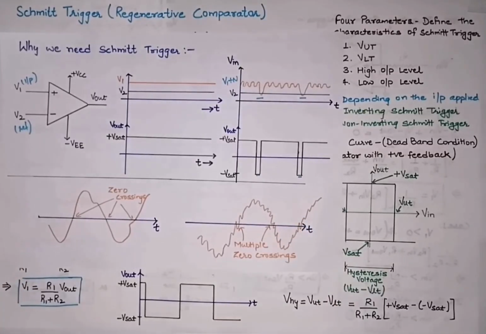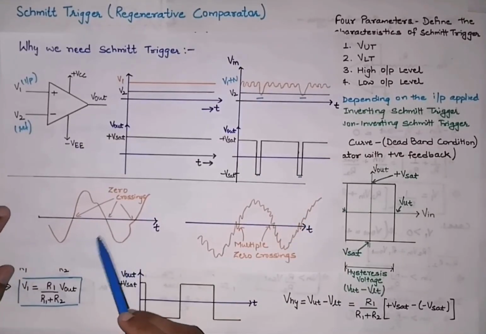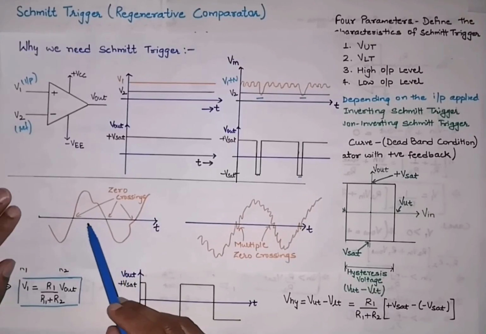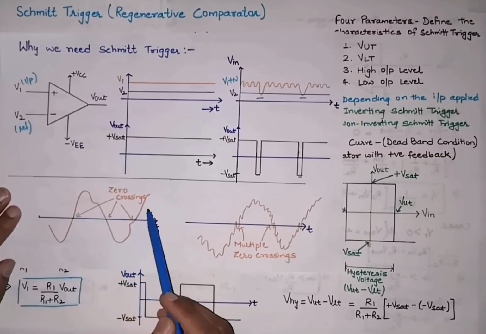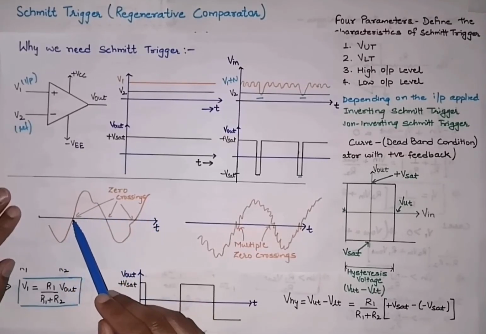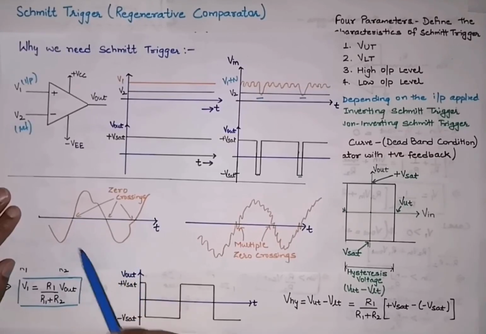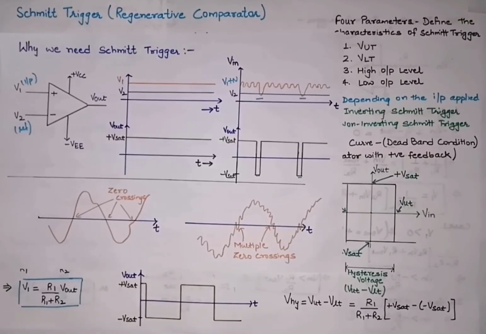Similarly, one more case, where if we use this comparator as a zero crossing detector, then for a signal like this we will get the zero crossings at this point, at this point, and at this point. It means 3 zero crossings are there. I have told you earlier in my video of comparators that zero crossing is nothing but the reference signal is set there at 0 volts.